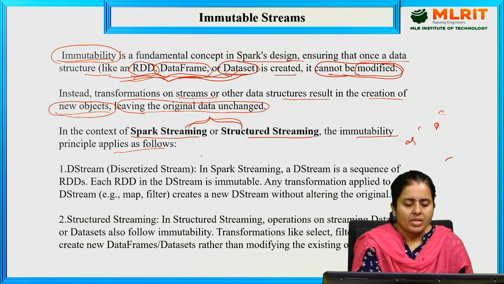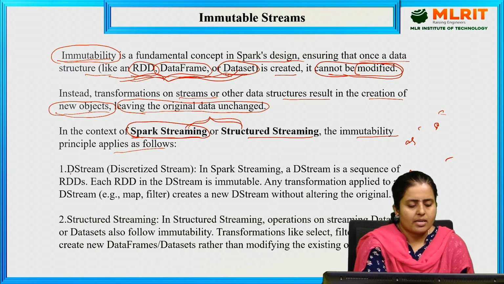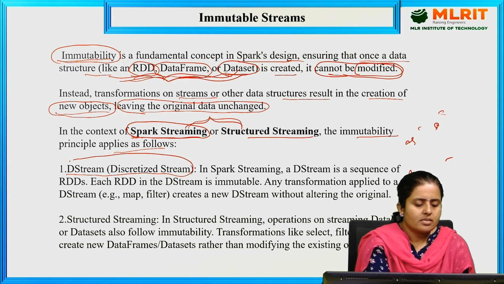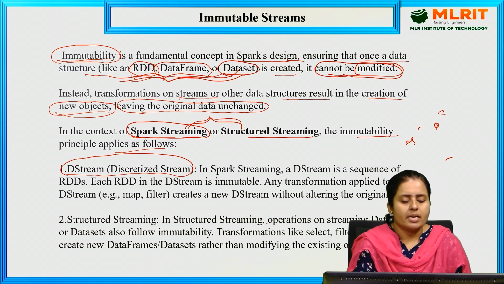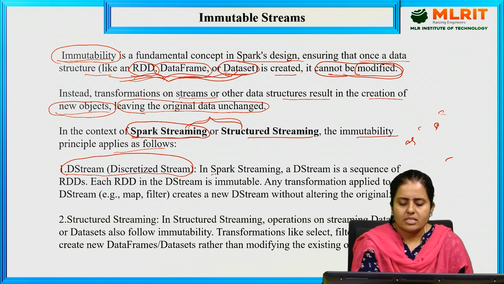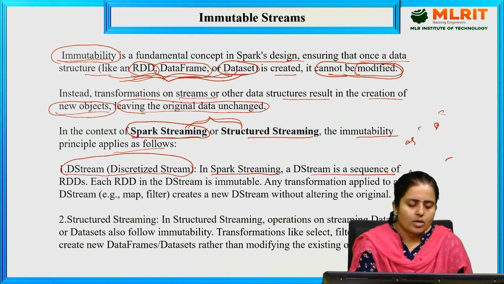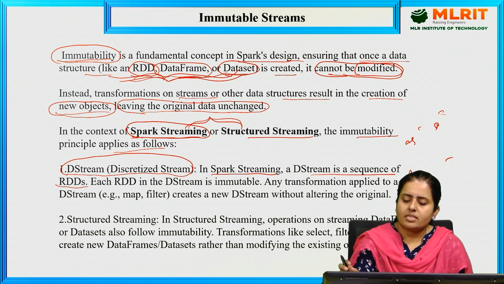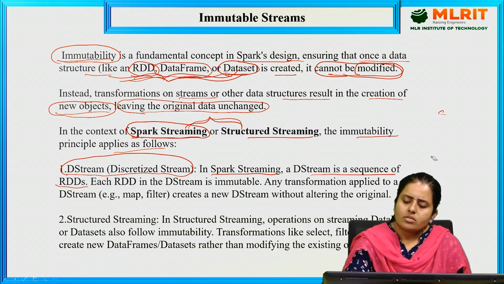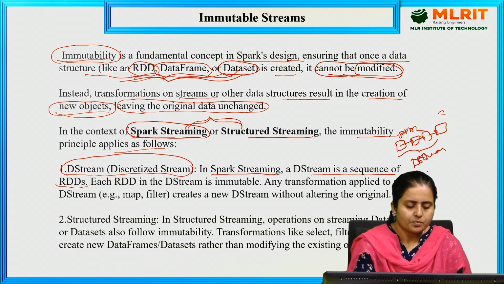First we'll look into Spark Streaming. In Spark Streaming especially we use the D-stream concept. D-stream is nothing but discrete streams. In Spark Streaming, a D-stream is a sequence of RDDs. The entire sequence of RDDs is collectively called a D-stream, which means discrete stream. Each RDD in the D-stream is immutable.